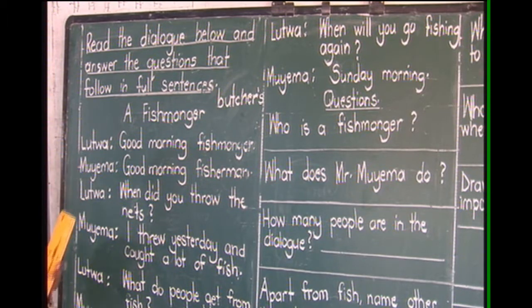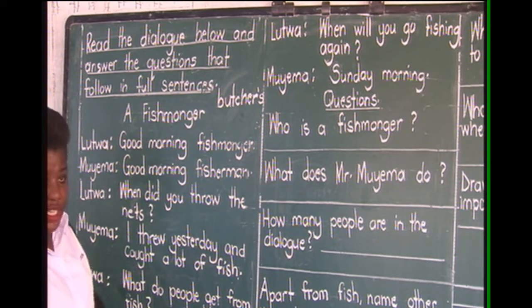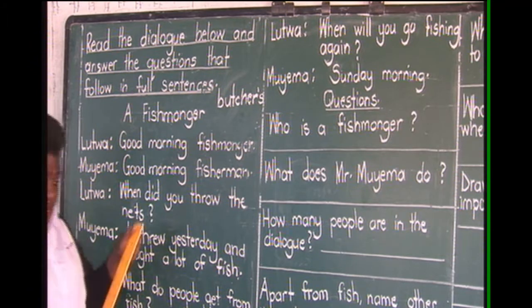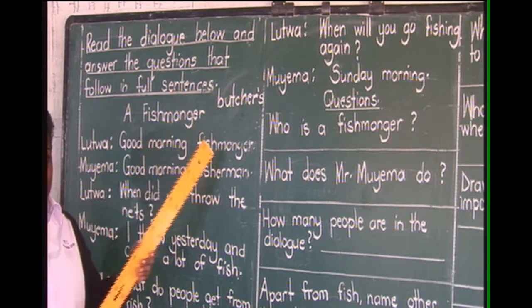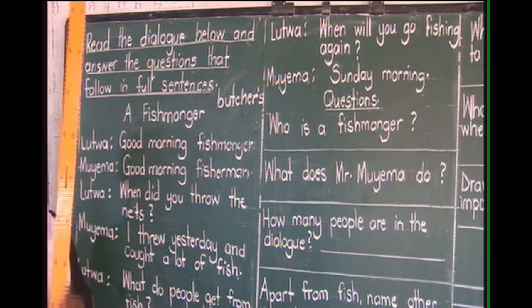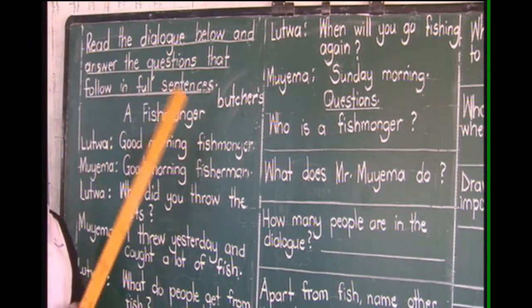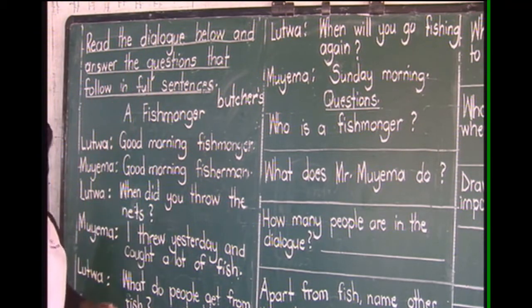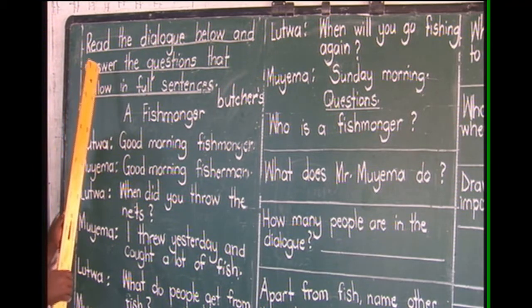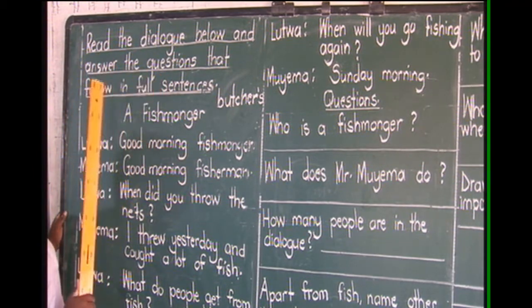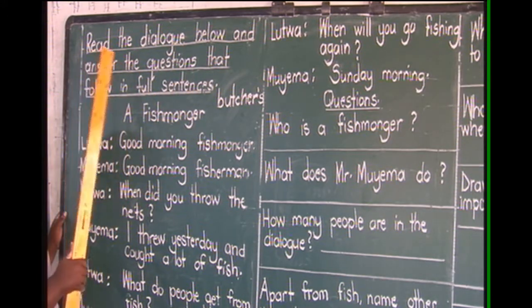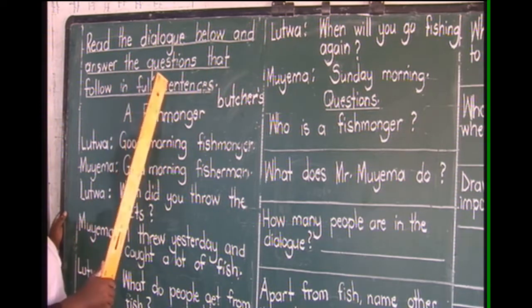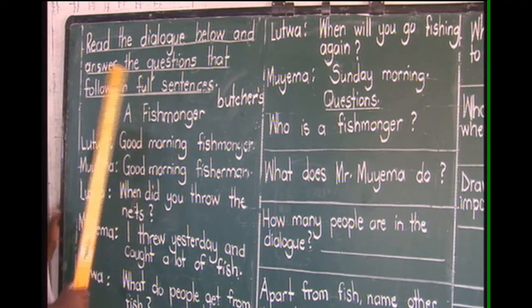Let's first read the instructions. Dear children, like I always tell you, it is always important for you to read and understand the instructions very well, because in English, sometimes the answers are got from the instructions. So always take time to read and understand the instruction. So our instruction says, read the dialogue below and answer the questions that follow in full sentences.